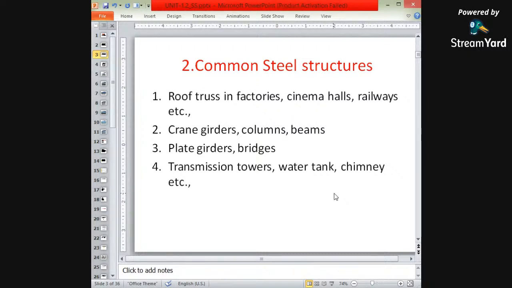Water tanks nowadays. Previously you have already seen RCC water tanks, but nowadays steel water tanks are also used. Okay, so water tanks are also used. So transmission towers, water tanks, or chimneys, etc. are made with the help of steel structures.